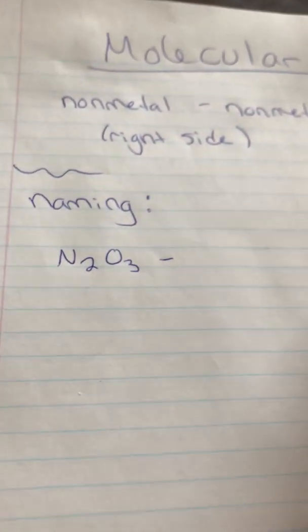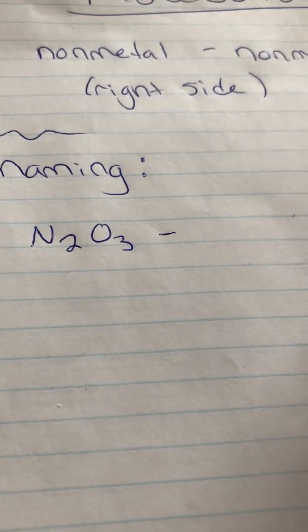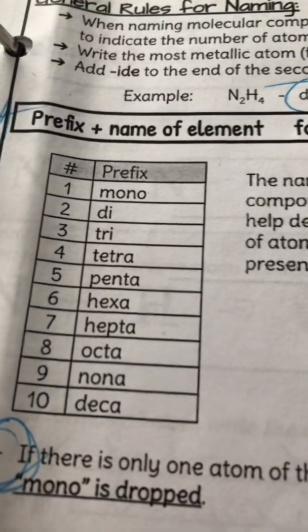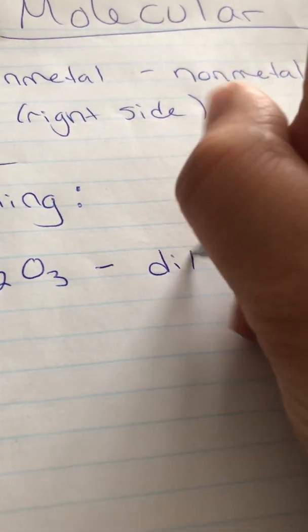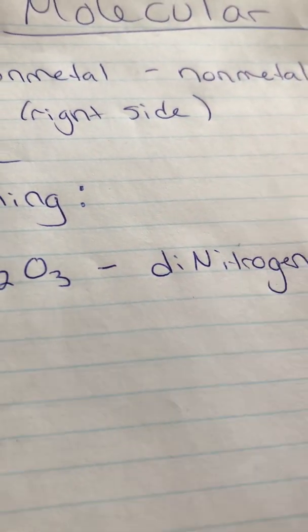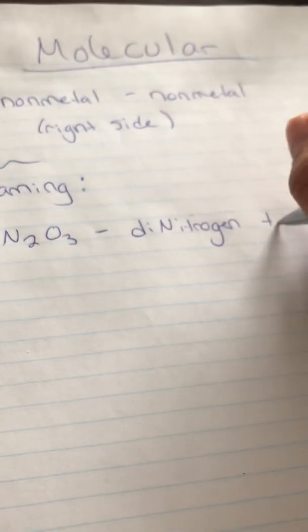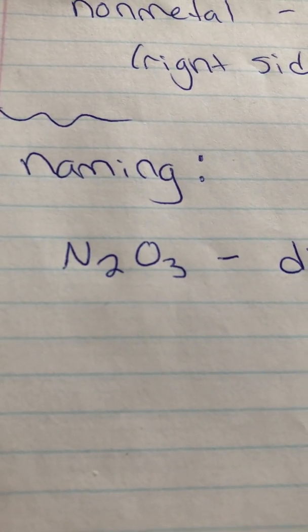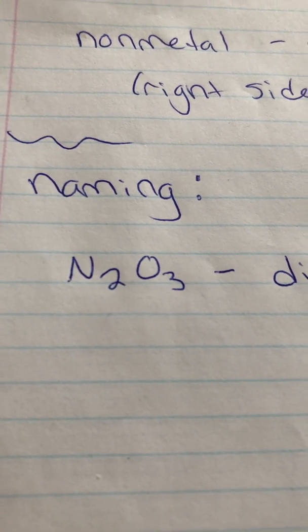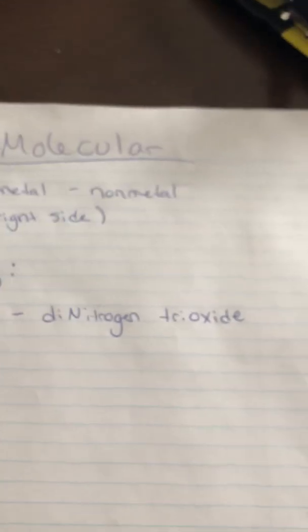So if we take a compound that looks like N2O3, just like that. So N2O3, 2 we know is di from our table, and 3 we know is tri. So it's going to be di-nitrogen and then tri-oxide. So 2 is di, 3 is tri. N is nitrogen, O is oxygen, and we change the ending to oxide.